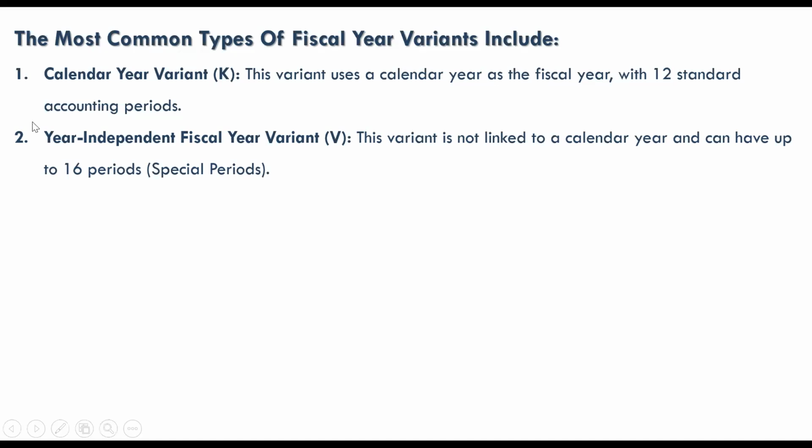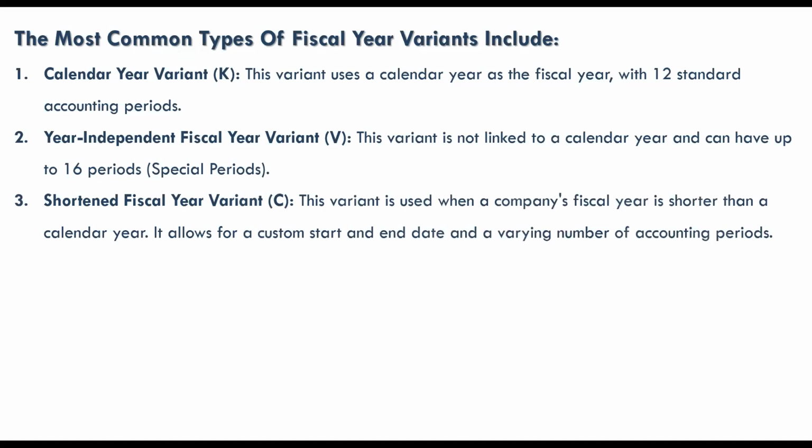Year dependent: this variant is not linked to the calendar year and can have up to 16 periods. Up to 16 means 12 periods is general and 4 extra periods are there. Those periods are called special periods. I'll tell you what those special periods are.